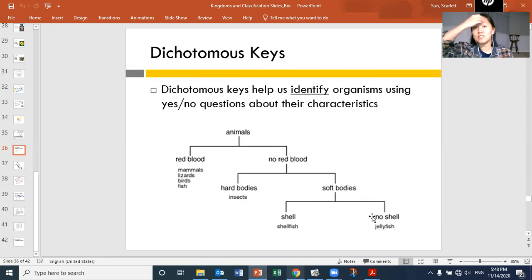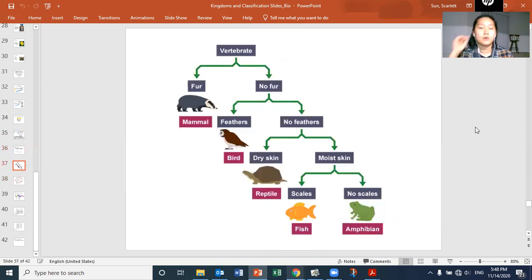So as you can see, each time the branch occurs when there's a question asked about a characteristic, it's either yes or no. And that's how a dichotomous key works. So here's another example. So we're going to look at this dichotomous key where you have vertebrate, right? Which means it has a spinal cord. It has vertebrae, okay?